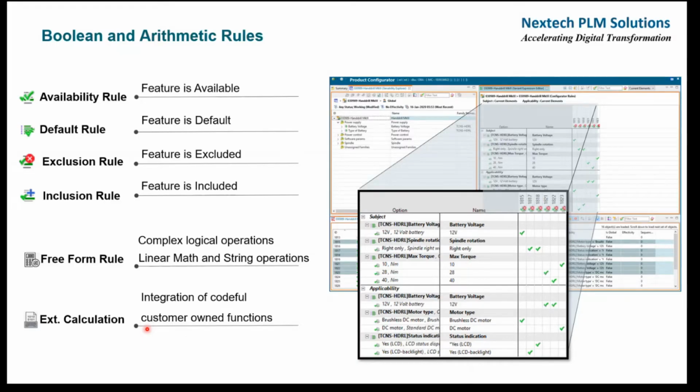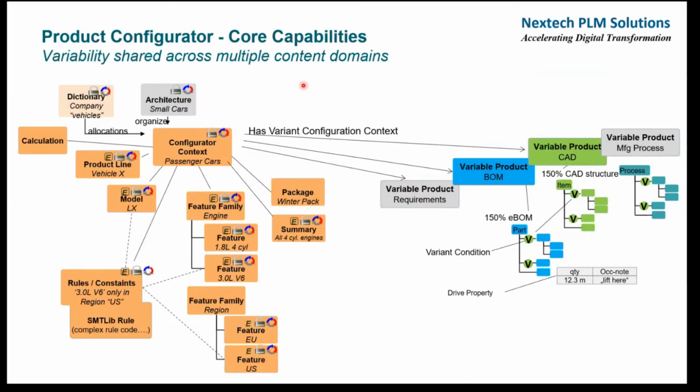Now the next thing with respect to the product configurator is its reusability, which is shared across multiple contents. As I was mentioning, you can use the same variability data across multiple BOMs, whether it is requirements, your design BOM, your enterprise BOM, or your manufacturing BOM. The same variability can be used across different BOMs, and as you configure your base product, all the different BOMs can also be configured.